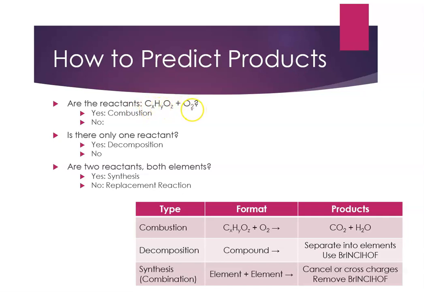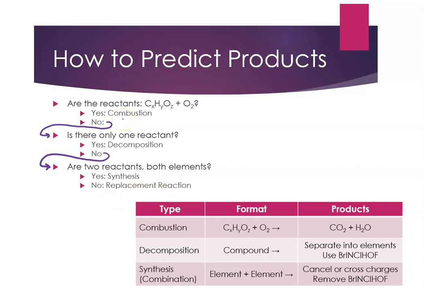All right, so if I look here, I start with, are the reactants a CHO compound plus O2? If the answer to that question is yes, then it is a combustion reaction. If the answer is no, then I come to the next question, which is, is there only one reactant? I can tell there's only one reactant because there will be no plus sign before the arrow. If there's only one reactant, it's decomposition. If there is not only one reactant, then I check to see if there are two reactants. If there are two reactants and both are elements, then it is a synthesis reaction. If that is not the case, if they're not both elements, then it's a replacement reaction, and I am not going to worry about that.